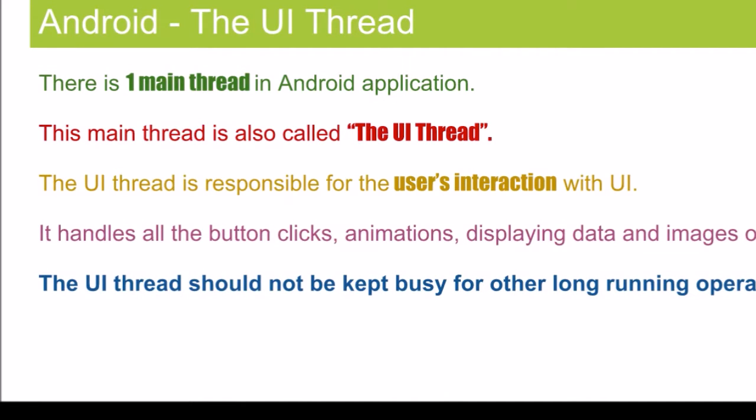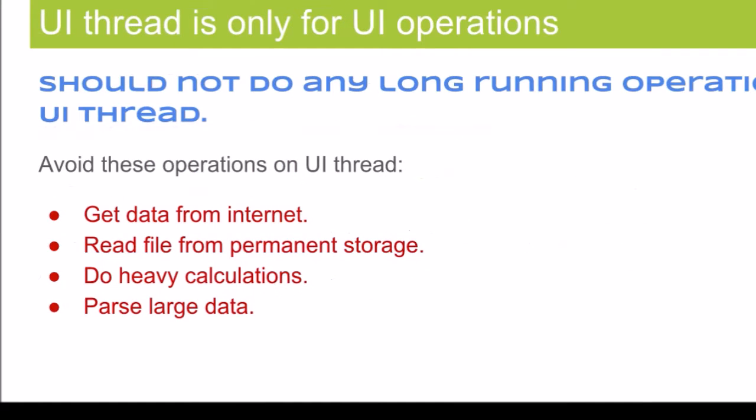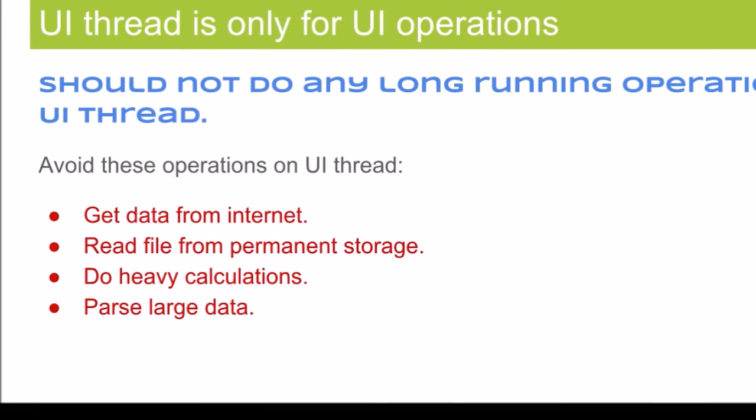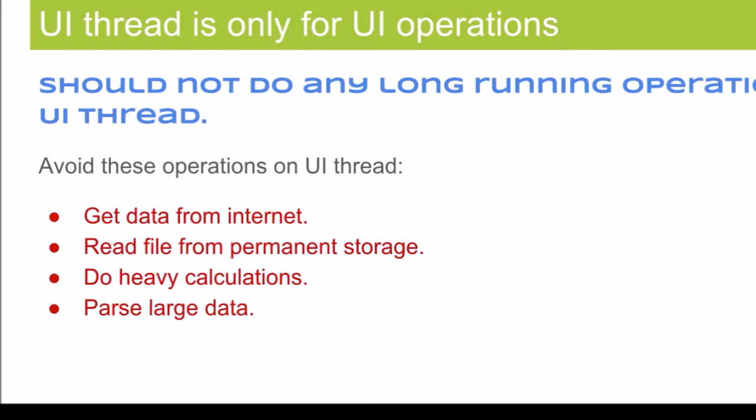The UI thread should not be kept busy with other long running operations, and it should be available every time to do UI related things. Because the UI thread is only for UI operations, we should not do any long running operations on the UI thread. We should avoid operations on the UI thread like getting data from the internet, reading files from permanent storage, doing heavy calculations, and parsing large data.